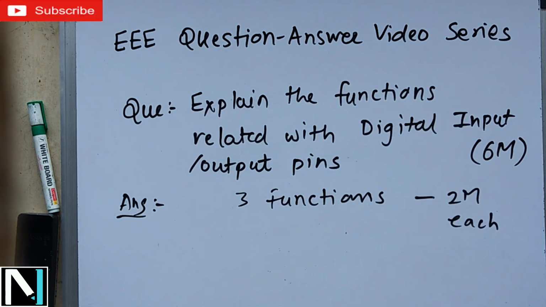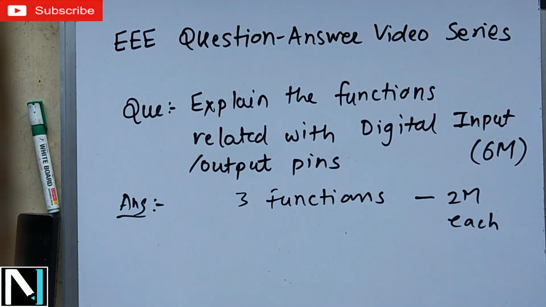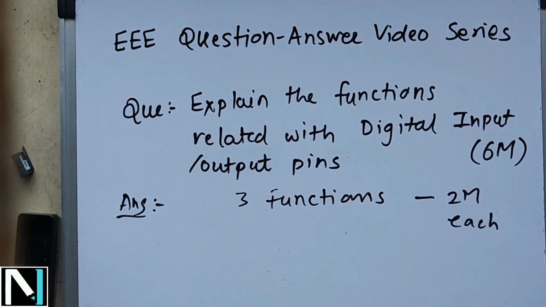So in this video we are going to explore the question: explain the functions related with digital input output pins. This question is usually asked in the exam. It was asked twice in the exam and it carries 6 marks. In the answer, the expected solution is that you have 3 functions related with digital input output pins of ATmega and each will carry 2 marks. So we are going to explain these functions which are related with digital input output pins.